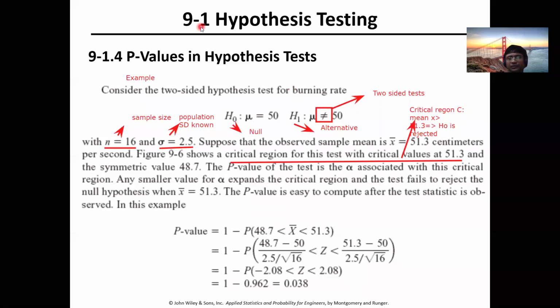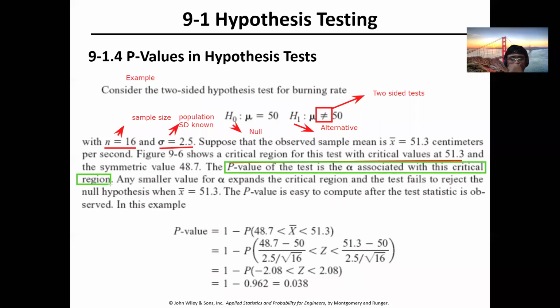Critical region is the region in which the null hypothesis H0 is rejected. I have demonstrated this, and the symmetric value is this one. The p-value test is the alpha associated with the critical region. We are finding the p-values, and we want to have the level of p-values.